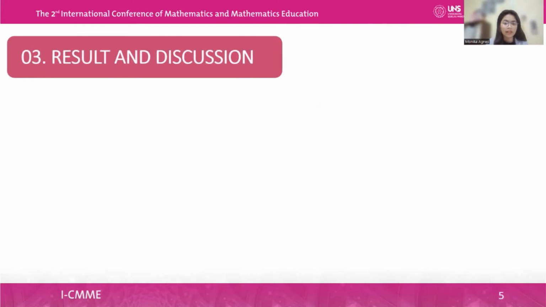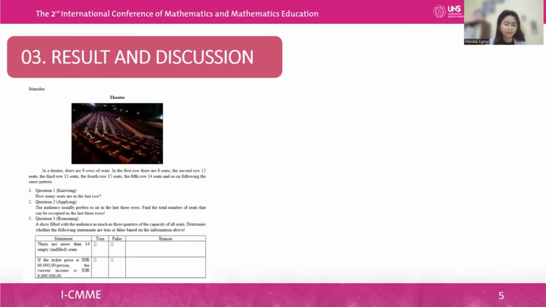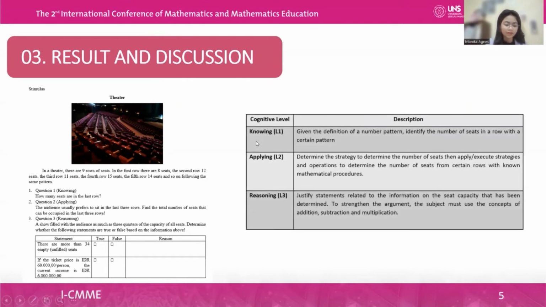Next, result and discussion. The numeracy question consists of one stimulus, and there are 3 questions with different cognitive levels. The description of the cognitive level on the question with the context of the show building above is presented in this table. Level 1 with the description, this, level 2, and level 3.